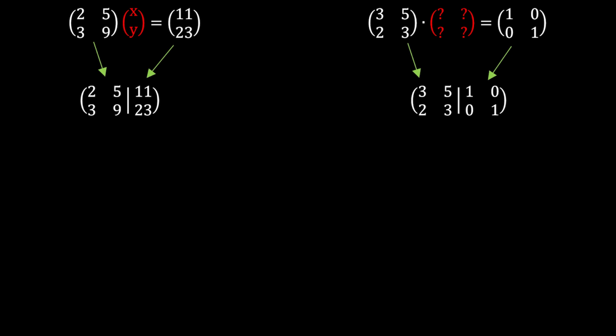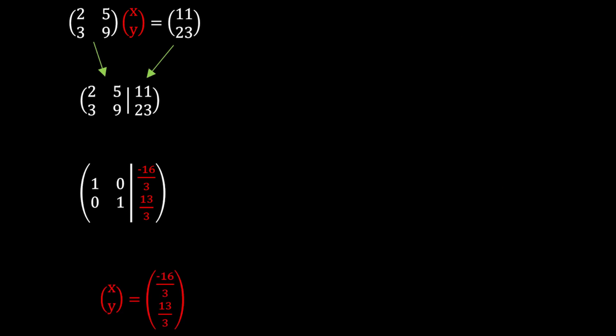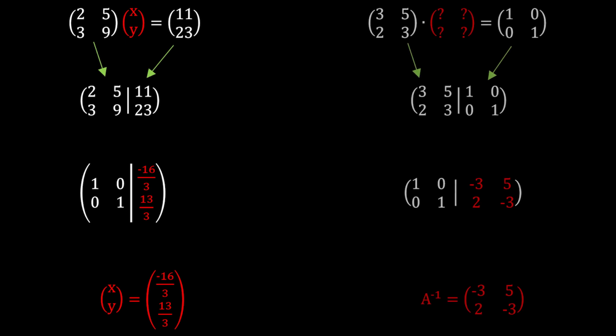Now it's just business as usual. I use Gauss-Jordan elimination to get an identity matrix on the left side of my augmented matrix, and whatever happens to the right-hand side of my augmented matrix will happen. So in the left side picture, the solutions to my variable column vector is the right-hand side of my augmented matrix. In the same way, for the problem on the right-hand side, the right-hand side of the augmented matrix is the inverse matrix.